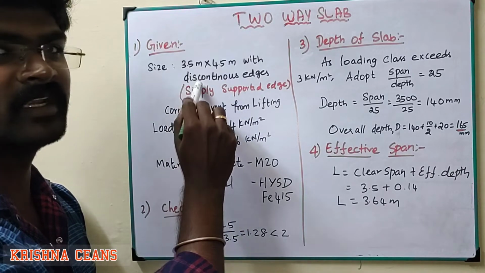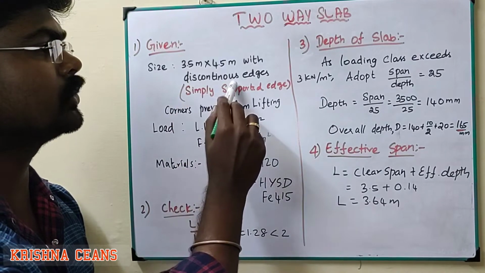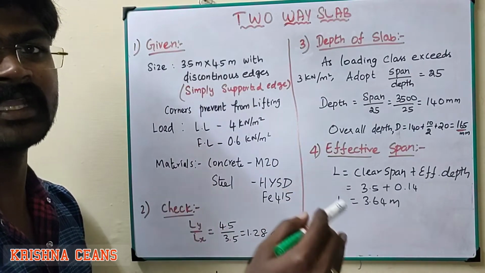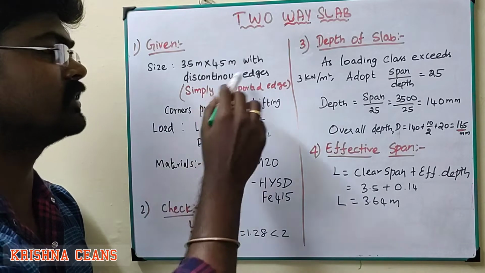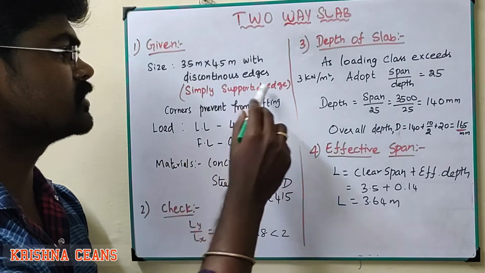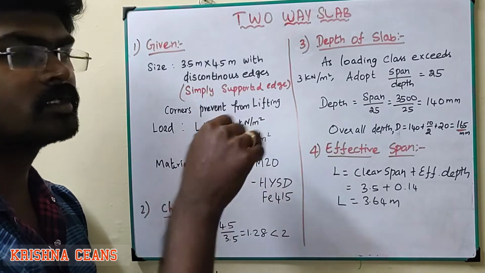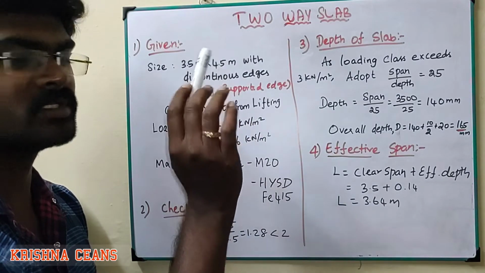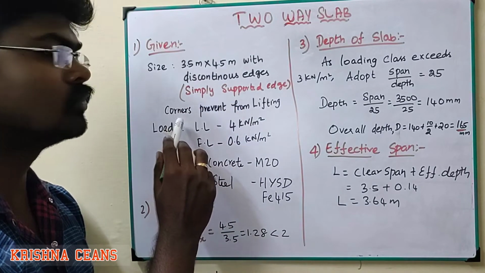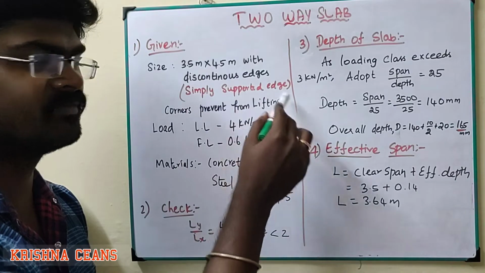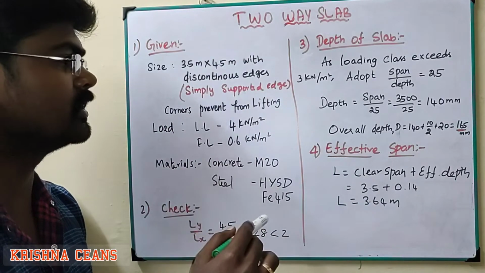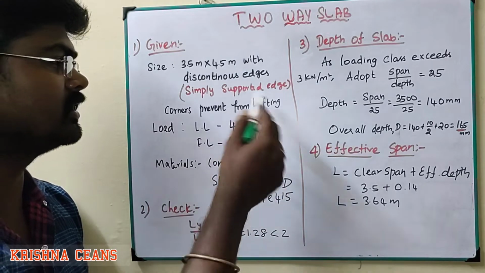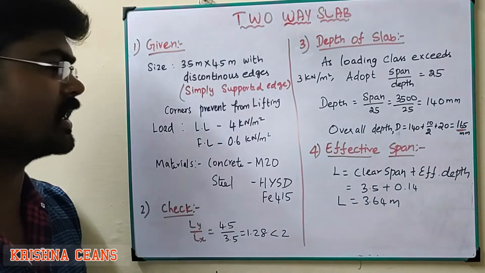The second condition is very important: the discontinuous edges. We have to note down whether the edges are continuous or discontinuous. Then simply supported edges, so all the supports are simply supported. Then we have to prevent the corners from lifting, so we have to provide torsion reinforcement at the edges. Then only can we easily prevent the lifting when we are loading the slabs.